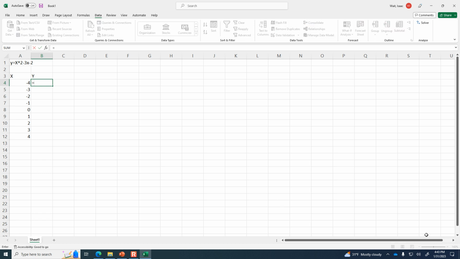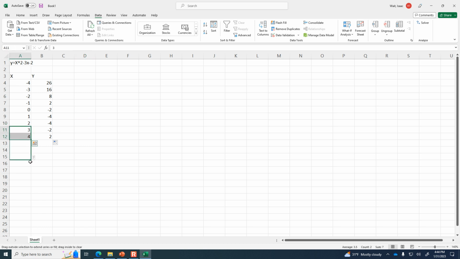Okay, so it equals x squared minus 3 times x minus 2. Okay, 26. So let me drag this down. We want to find out what's the minimized, what's the lowest value. So if we go further beyond 4, it's going to, I think, continue to increase further. So just based on what we see so far, it looks like the lowest value is -4.